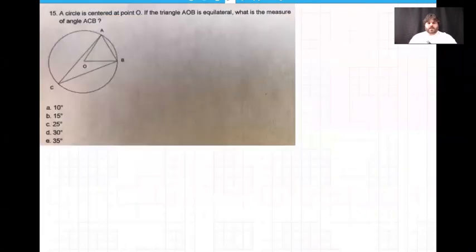All right, a circle is centered at point O. If triangle AOB is equilateral, what is the measure of angle ACB? Okay. So it says that this triangle is equilateral, so I would make sure I notate that. And then I would realize that these are all 60-degree angles because equilateral triangles get that 180 shared evenly between all three. So I've got this central angle of 60, it looks like, okay?